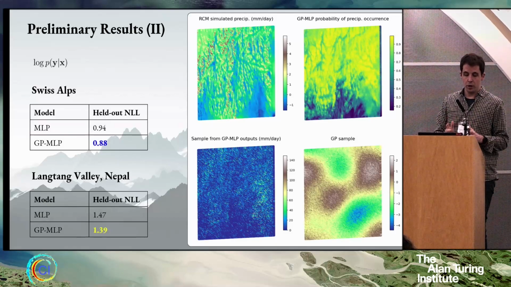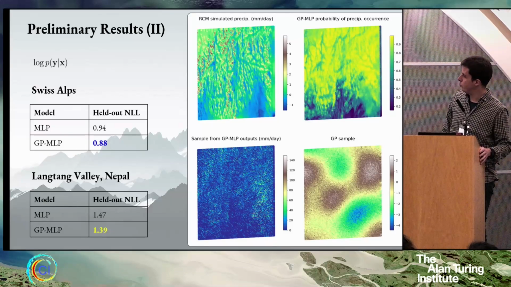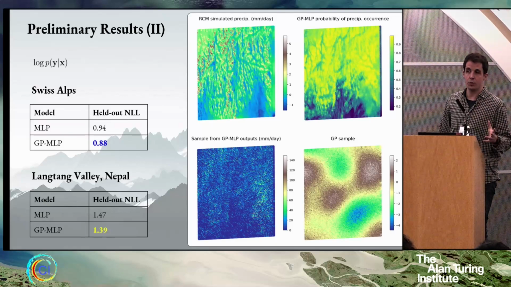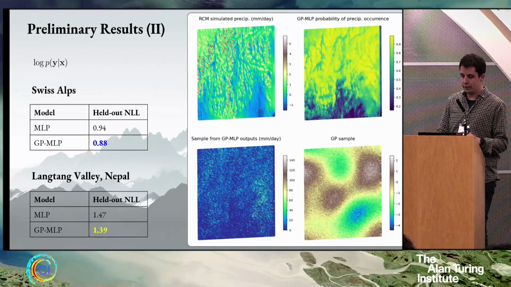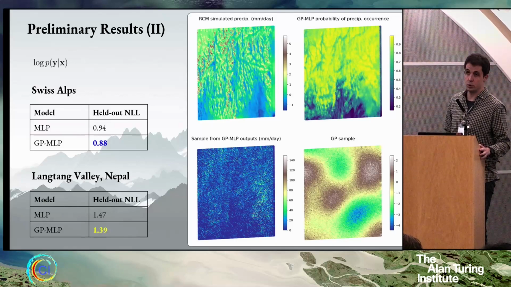So even though our model improves upon the MLP, when we sample from these GP MLP probabilities, we still see a scatter, as you see in the third panel there. So it doesn't solve all our problems, but I argue that we've made an improvement, and in some regions you can see a bit more structure. And then the fourth one is just showing you what a sample from this GP, which in this case was using an RBF kernel, looks like.